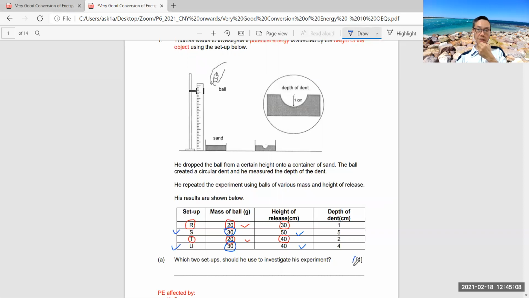So in this answer, which is only 1 mark, the student must give the 2 setups. The first setup is setup R and T, and the second setup is S and U. So this is what I mean by using the information here to get the results. Let us proceed to the next questions.